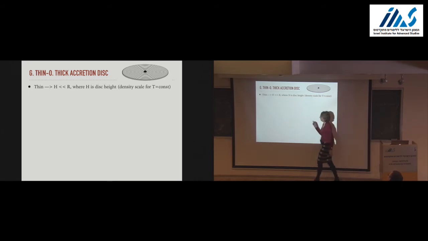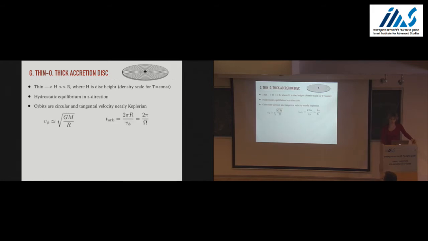Okay, so what do I mean by geometrically thin? Is that the height, the scale height of the disk, you can think about it as the density scale height or the pressure scale height, for instance, is much less than R at the given R. In the vertical direction, then we will go in more detail, there is hydrostatic equilibrium. So there is no motion. The gravity is balanced by the gradient of pressure.